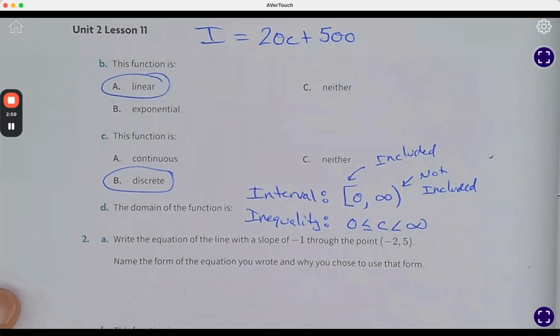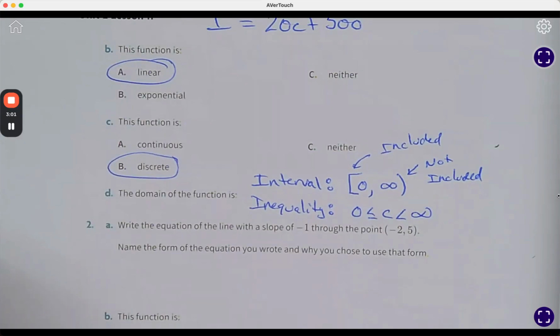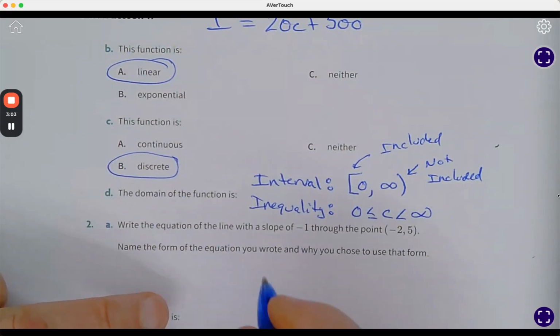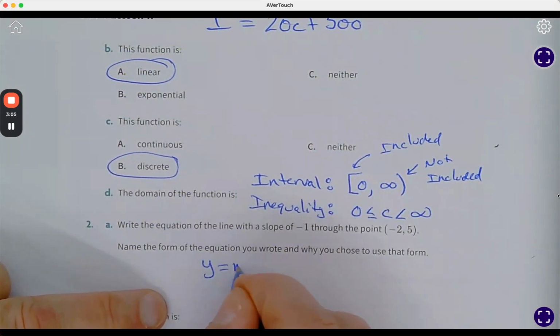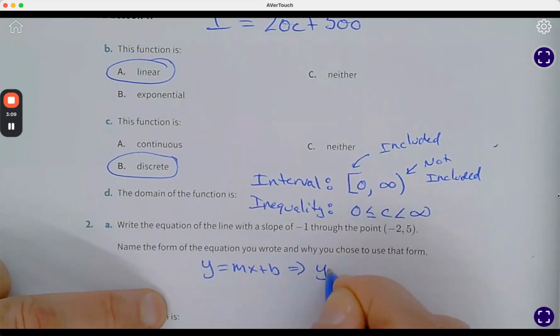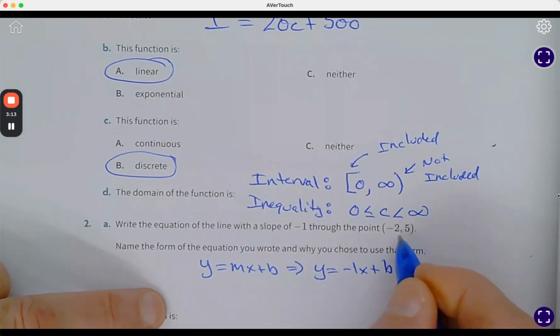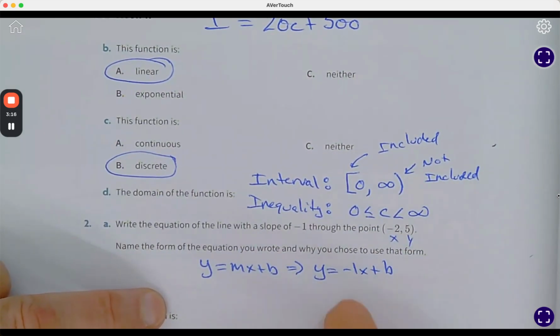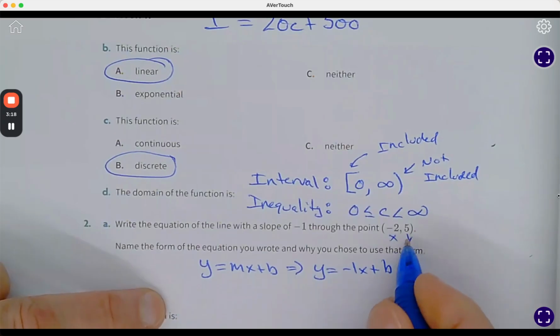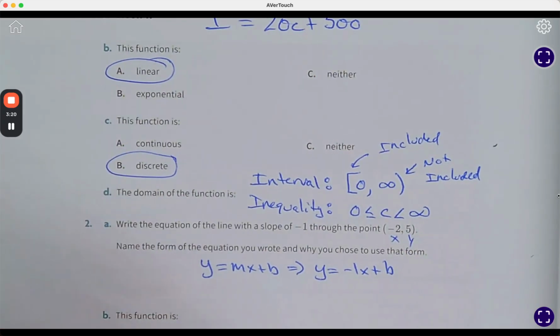All right, let's do number 2, right? The equation of the line with a slope of -1. Okay, so I know it's an equation of a line, so it's that. I know I have a slope of -1, so it's that. Now I'm going to use my x and my y to find b. So I'm going to let my y be 5. So I'm going to substitute 5 in for y.